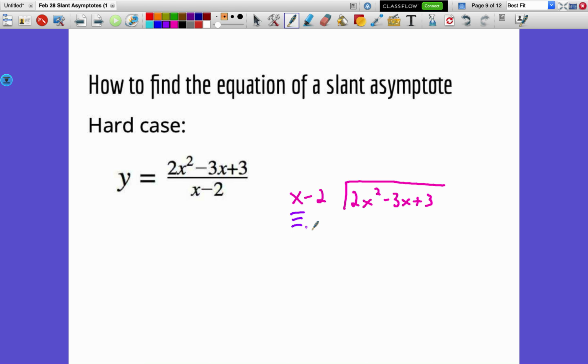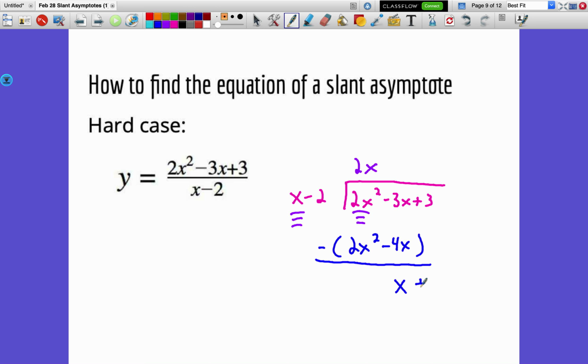You only focus on our biggest terms and you ask yourself, what do I have to multiply x by to get a 2x squared? Well, I have to multiply it by 2x. 2x times x becomes a 2x squared, but I also have to multiply it to this -2. I get a -4x, and then I got to subtract this away. So -3 minus a -4 is the same as -3 plus 4. This becomes just a 1x.